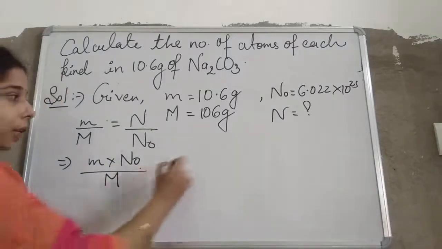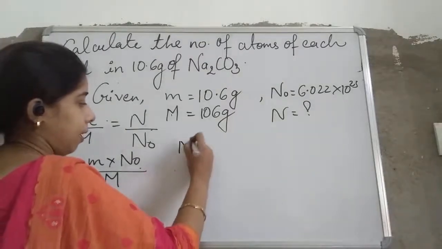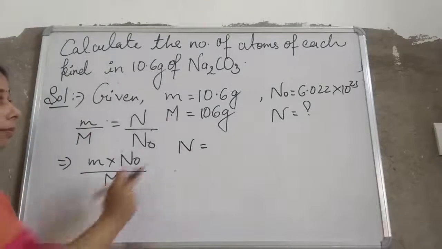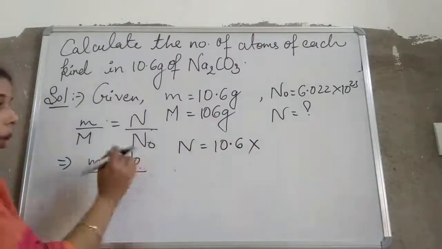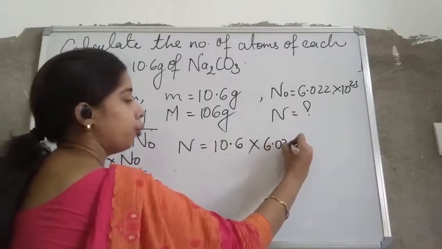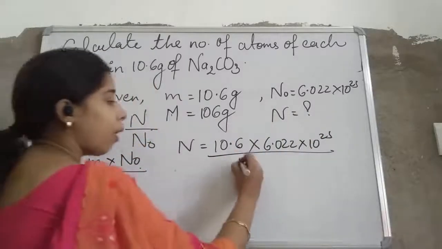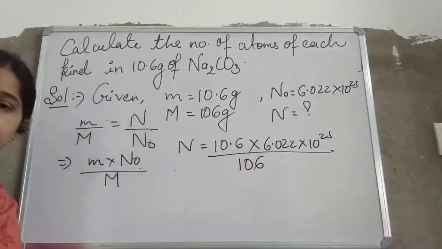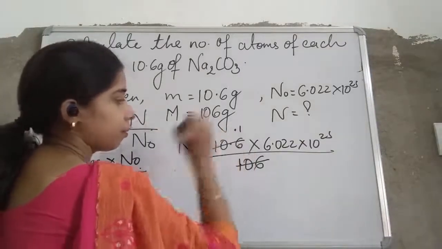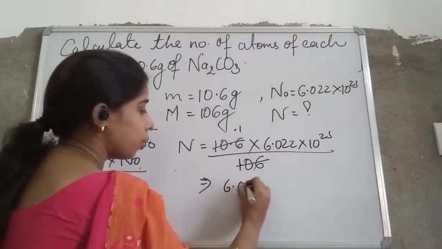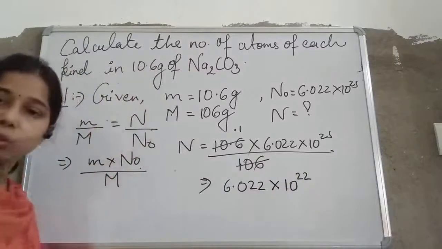Now we can put the value. n is equal to m upon M, that is 10.6 into N naught, that is 6.022 into 10 the power 23, upon 106. Okay students, so it will be 6.022 into 10 the power 22.